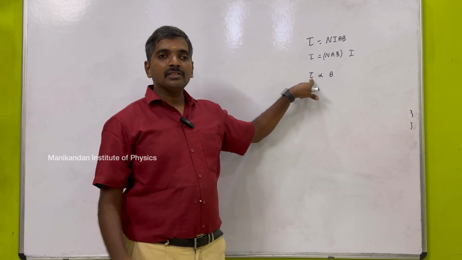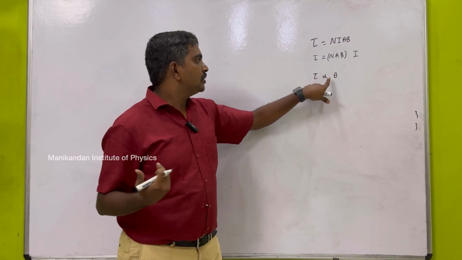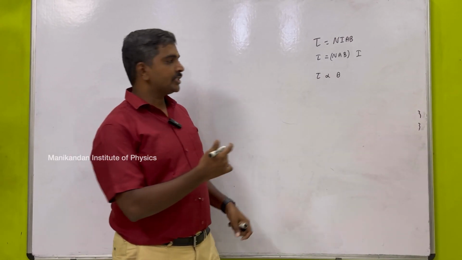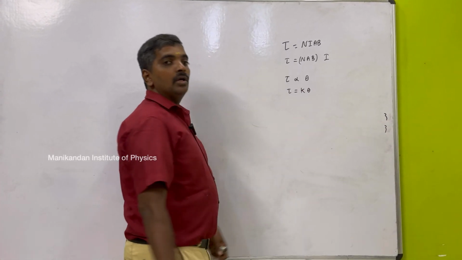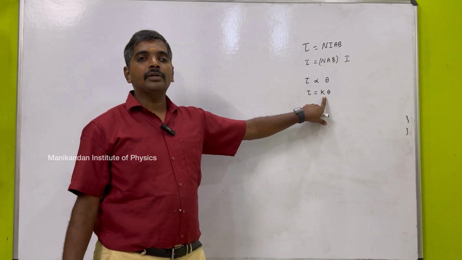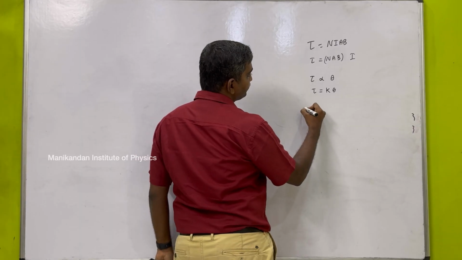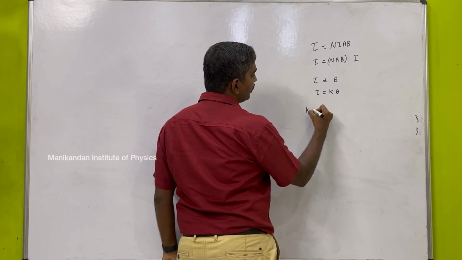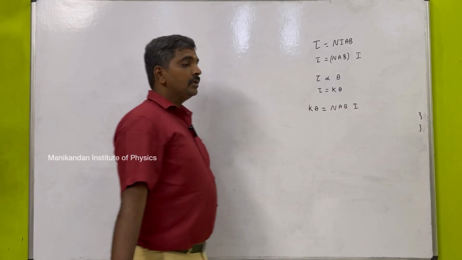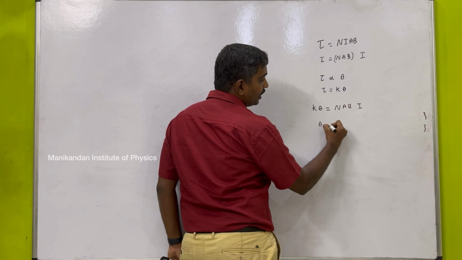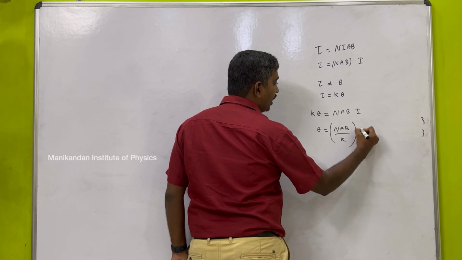The first is the torque because of the applied current. This is the torque because of the restoring force, or the restoring torque from the spring. I replace this proportionality symbol by a constant, so I can simply write this as k times theta. What is this k? This k is called the torsion constant. If I equate these two equations, I can simply write k into theta equals NAB into I. So if you want to find theta, theta equals NAB by k into I.